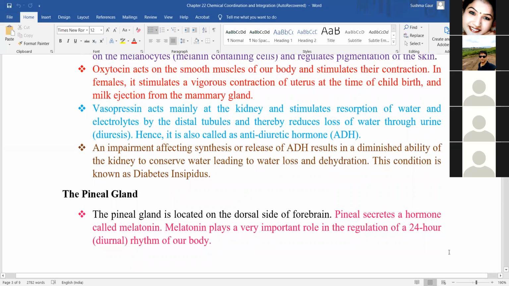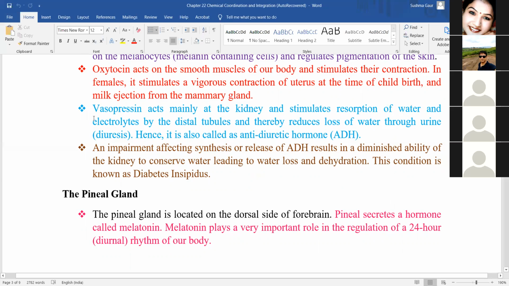Okay, now one more hormone is oxytocin. What is the function of this oxytocin? It acts on the smooth muscles of our body and stimulates their contraction. So in female, it stimulates a vigorous contraction of uterus at the time of childbirth and milk ejection from the mammary gland. So oxytocin and vasopressin, these are the hormones. Basically this oxytocin in case of female, at the time of labor pain or when they are going to give birth to a baby, will be released in a larger amount so that their uterus muscles can contract so that the child can come out easily.